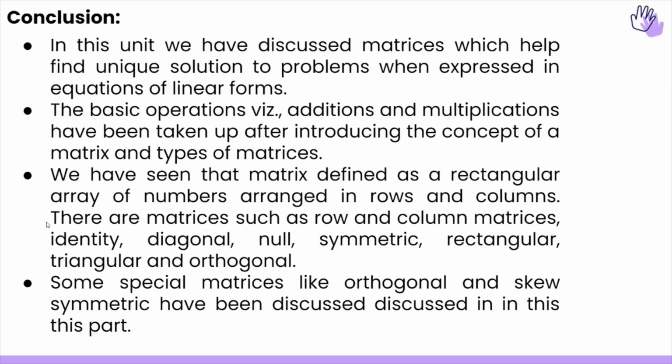In conclusion, in this unit we have discussed matrices, which help find unique solutions to problems when expressed as equations of linear forms. We saw the basic operations, addition and multiplication, after the introduction of the concept of a matrix and types of matrices. A matrix is defined as a regular array of numbers arranged in rows and columns. We have seen row matrices with only one row, and column matrices with only one column. We also saw identity, diagonal, null, symmetric, rectangular, triangular and orthogonal matrices, and special matrices like orthogonal and skew symmetric matrices.